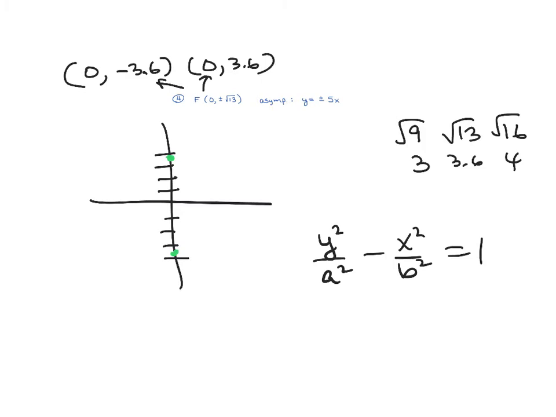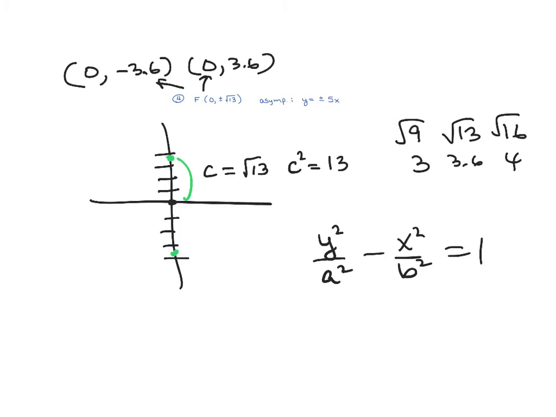This can tell me my C value. So my C value is the distance from the focus to the center. So my C value is going to be the square root of 13. But I need C squared. So when I square a radical, it just makes it go away.